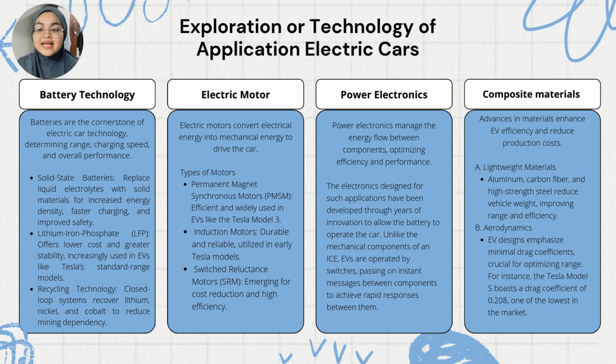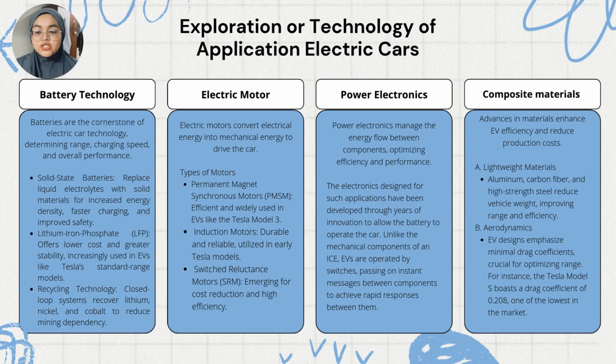So the second one is electric motor. Electric motors convert electrical energy into mechanical energy to drive the car. There are three types of motors. First is permanent magnet synchronous motor. It is efficient and widely used in EVs like the Tesla Model 3.